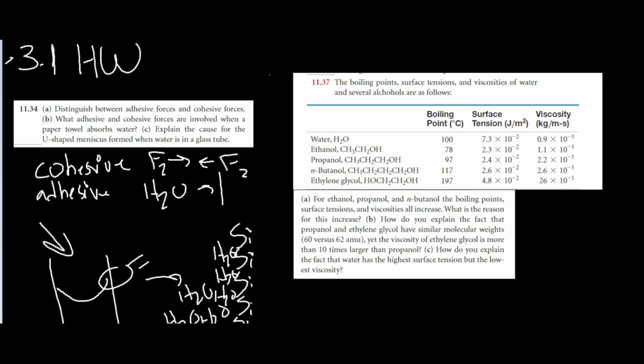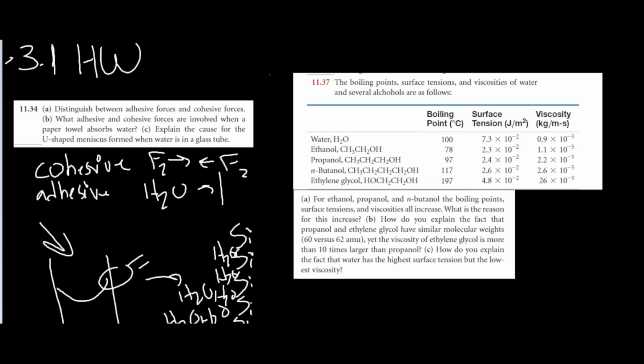And then for 37, it gives you a chart of the boiling point, surface tensions, and viscosities. For part A, for ethanol, propanol, and butanol, the boiling point, surface tensions, and viscosities all increase. What is the reason? The reason is that ethanol is a smaller molecule than propanol, and propanol is a smaller molecule than butanol. Therefore, there are higher LDF forces that lead to higher boiling points, higher surface tensions, and higher viscosities because there's more keeping them together. It's more polarizable, all that vocabulary.